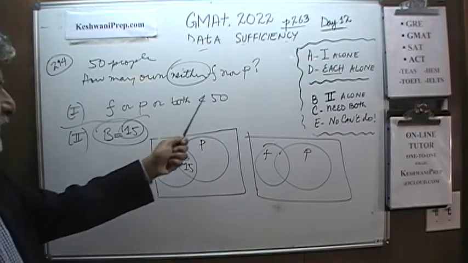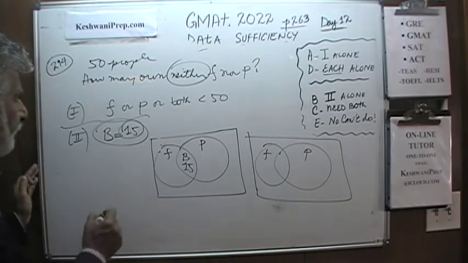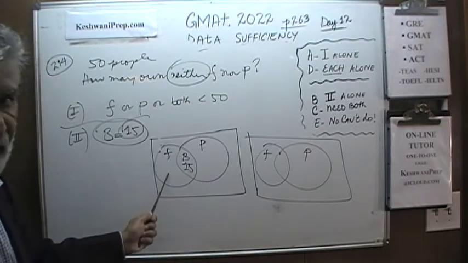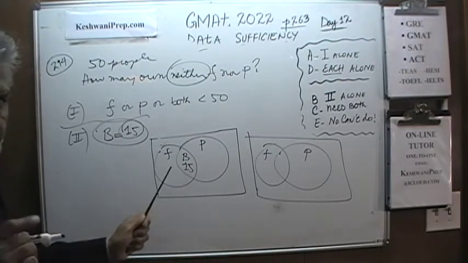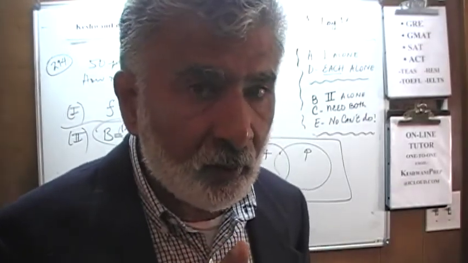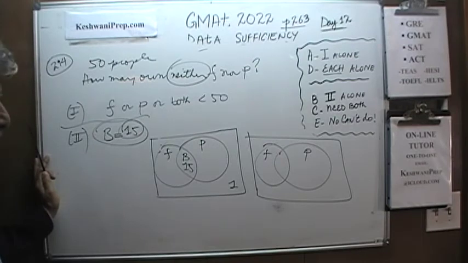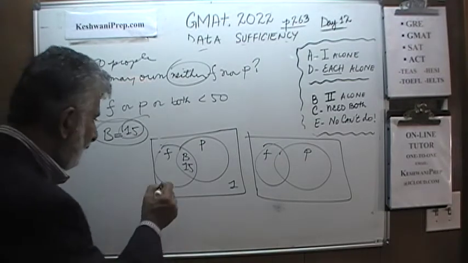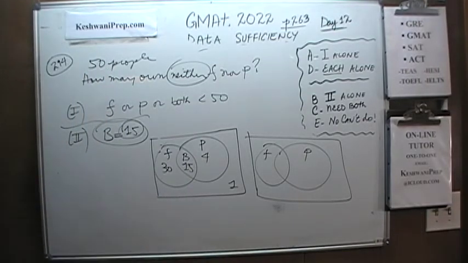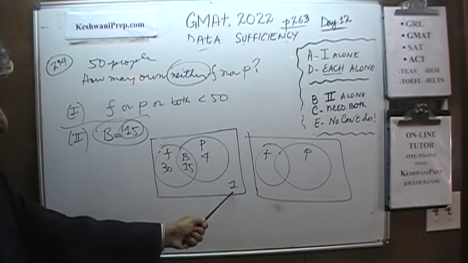We also know the sum of these three is less than 50, which means that at the most we can have 34 people here, not 35, because 35 plus 15 is 50. So we can have up to 34 people who own only a fax machine or only a printer, because we have to have at least one here. And we can split it any way you want, makes no difference at all. You can do 17, 17, 34, 4, 13, makes no difference. So that's one scenario. In this scenario, there's only one person who owns neither. Question was, how many of them own neither? The answer is, in this scenario, one.